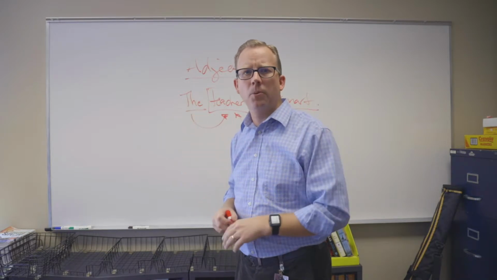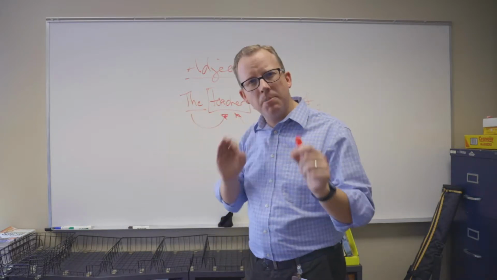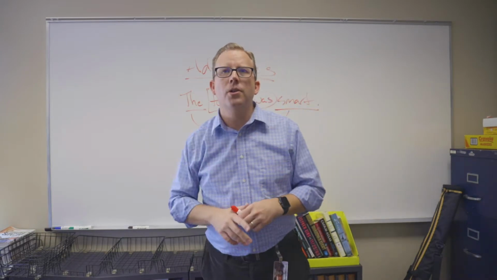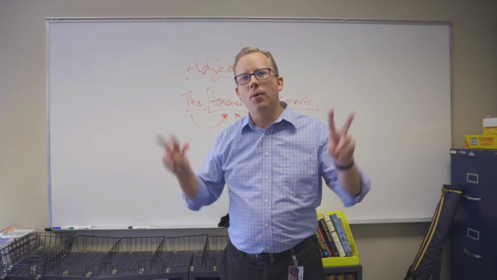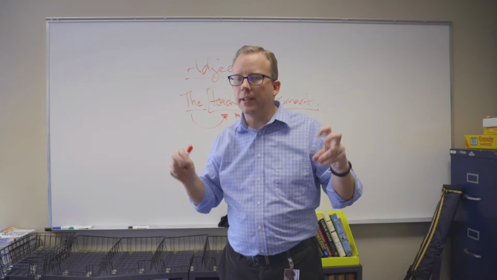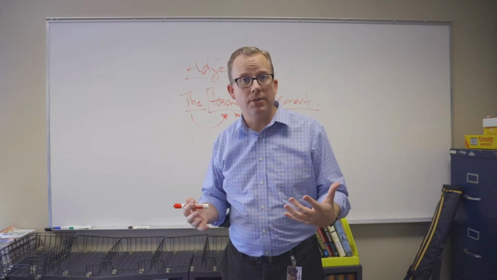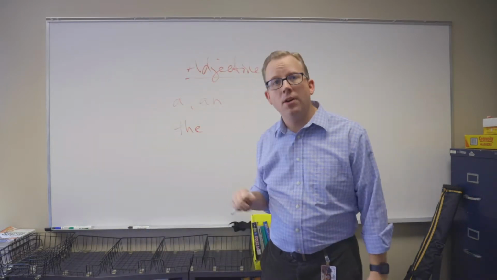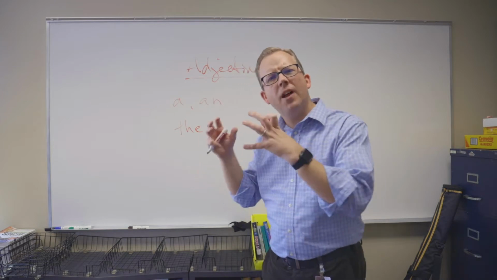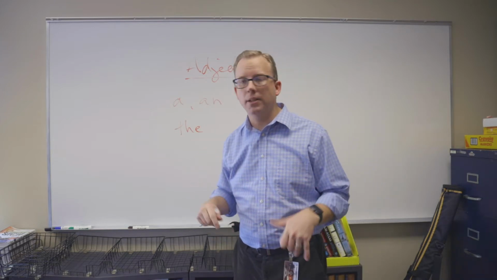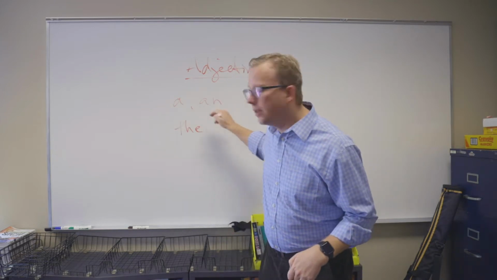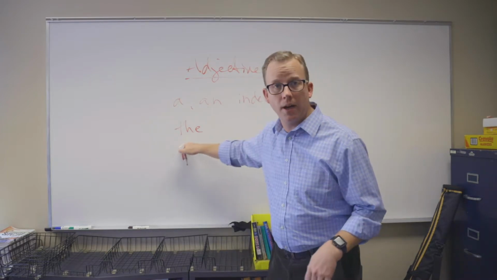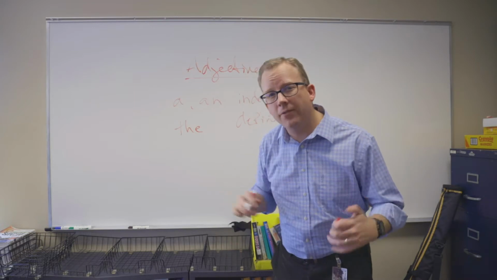Okay, let's talk about the word the. The is a special kind of adjective called an article. Articles help identify how definite or indefinite a noun is. There are only three articles, three of this special category of adjectives. A and an are called indefinite articles, and the is called a definite article.